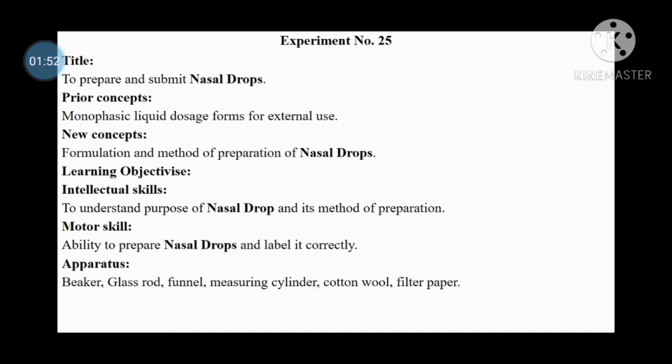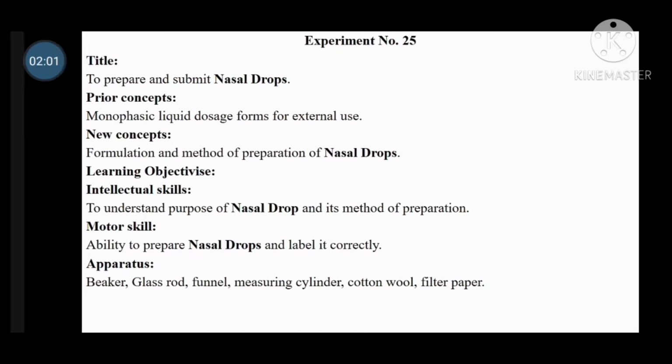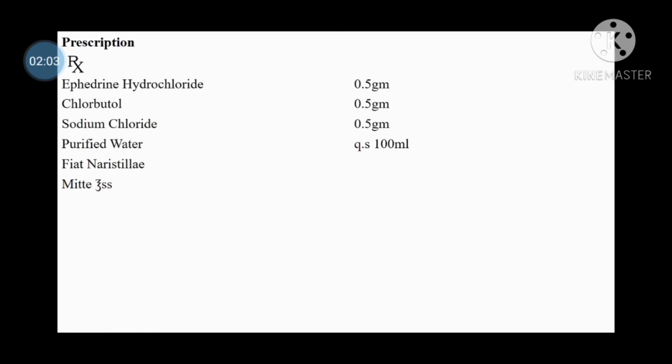Apparatus required for this experiment are beaker, glass rod, funnel, measuring cylinder, cotton wool, filter paper, etc. Now the prescription of this experiment: ephedrine hydrochloride 0.5 gram, chlorbutal 0.5 gram, sodium chloride 0.5 gram, purified water quantity sufficient up to 100 ml. Fiat naristili mitte ounce SS, that is 15 ml.